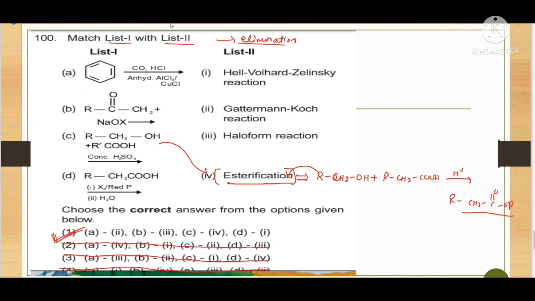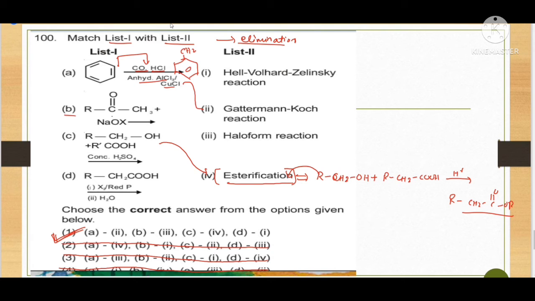Okay, here A equal to 2. When you observe this reaction, this is one of the most important named reactions, in which benzene reacts with carbon monoxide in the presence of HCl and anhydrous conditions to form benzaldehyde. This is the Gattermann-Koch reaction. Here A equal to 2, you're absolutely right. Then come to B.